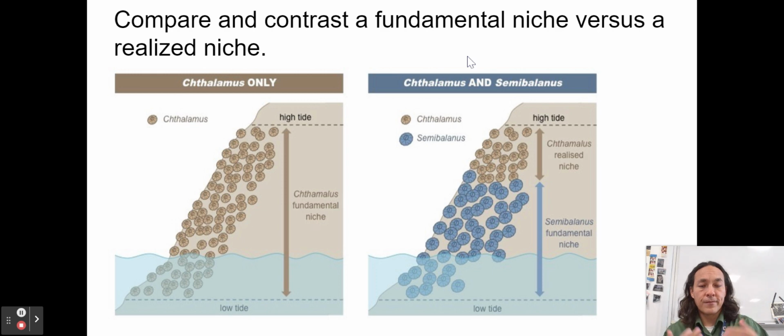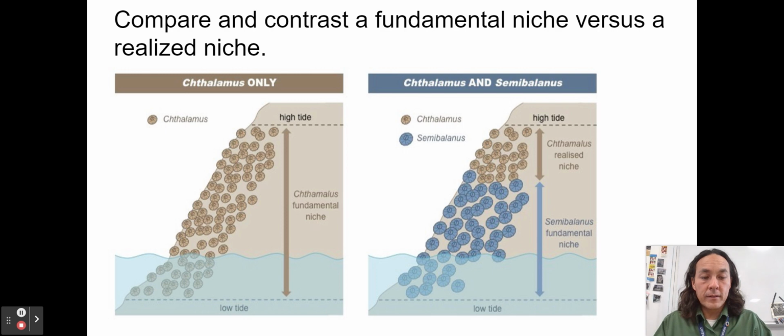A fundamental niche for you as a student could be that you could go to high school anywhere in Muscat, Oman. Right? And this Cathalymus barnacle can live anywhere between high and low tide lines. But when in competition with the semi-balance barnacle, Cathalymus, the brown one, loses out, and semi-balance wins this area. This is semi-balance's fundamental niche. They need more water, so they have to be lower. And then it restricts Cathalymus to this area up here. Your realized niche is where you really are. Your fundamental niche is where you could live theoretically.